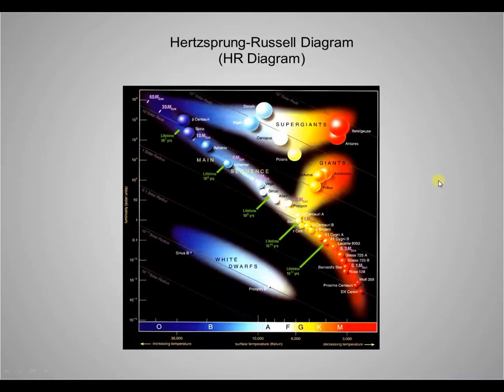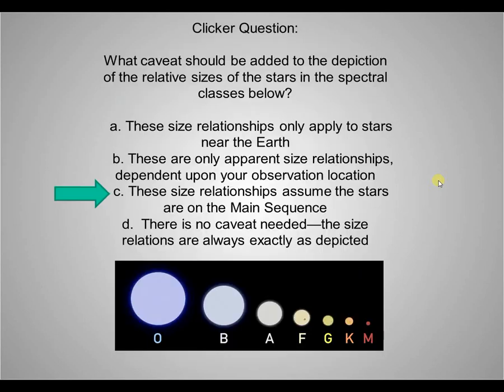the Hertzsprung-Russell diagram, here we see that in the supergiant realm, some of these M stars are actually huge, right? But that's because they're in the dying stages of their lives. They're not on the main sequence. Some of them might be bigger than a blue star, but that's an exception to the rule of the stars that live most of their lives on the main sequence. So that's the caveat that we needed.